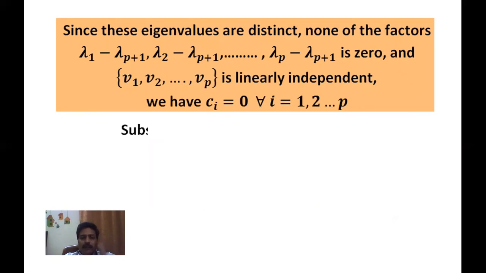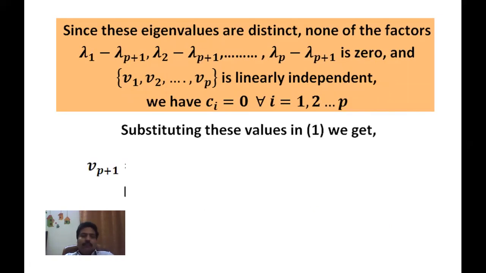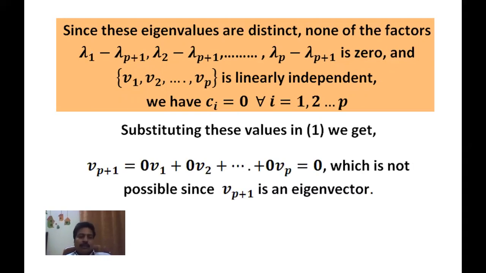So substituting these values in equation number 1, we get Vp plus 1 is equal to 0 V1, since C1 is 0, C2 is 0. So we can write it as 0 V1 plus 0 V2 and so on plus 0 Vp is equal to 0. Since if you multiply a vector with 0, you will get a zero vector, and the addition of all zero vectors is again a zero vector. So Vp plus 1 is 0, which is not possible.